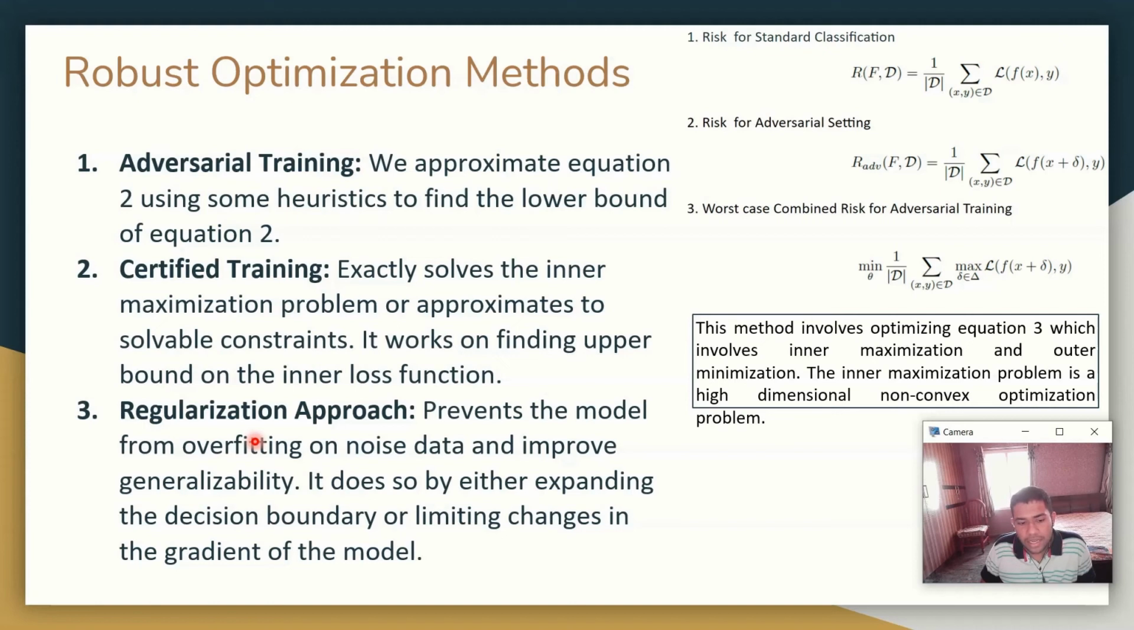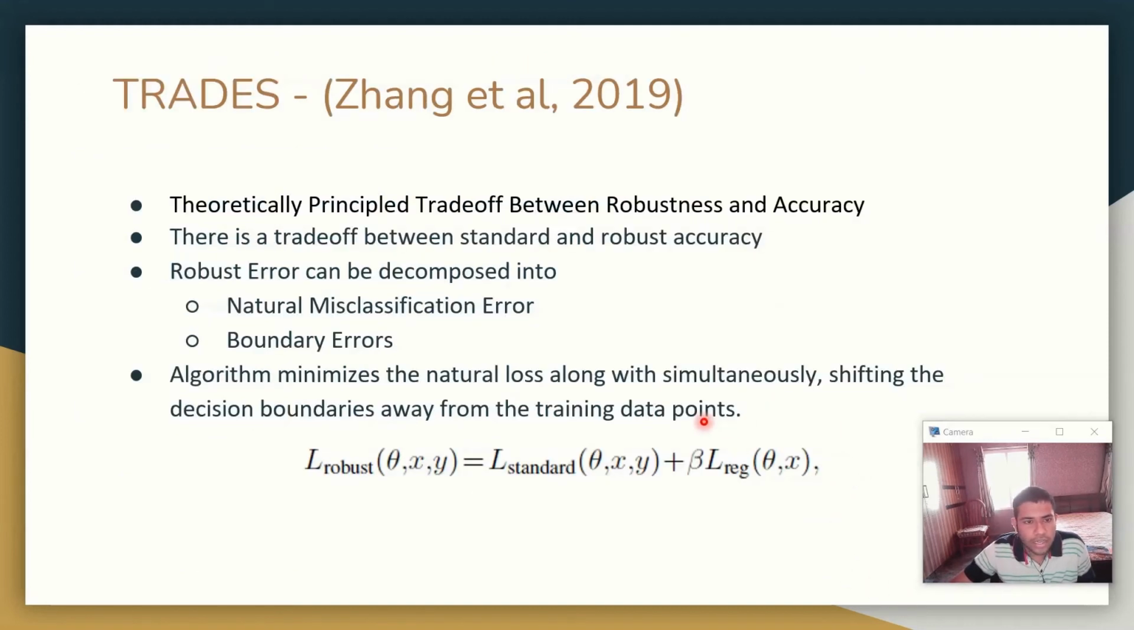So this is done by either expanding the decision boundary or limiting changes in the gradient of the model. So the regularization approach is about this. And then we are going to have a look at TRADES. TRADES is basically a paper which talks about a theoretically principled trade-off between robustness and accuracy.